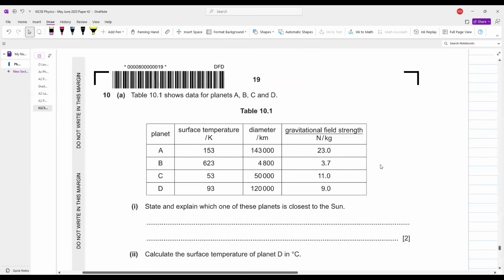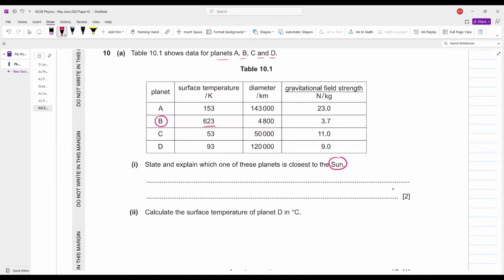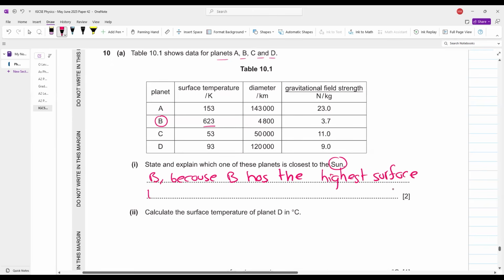Let's move ahead. Table 10.1 shows data for planets A, B, C, D. State and explain which one of these planets is closest to the sun. कौन सा planet closest to the sun होगा? Obviously B. Why? Because B has the highest surface temperature. You can write here B. Because B has the highest surface temperature. Simple. आगे बढ़ते हैं बेटा.